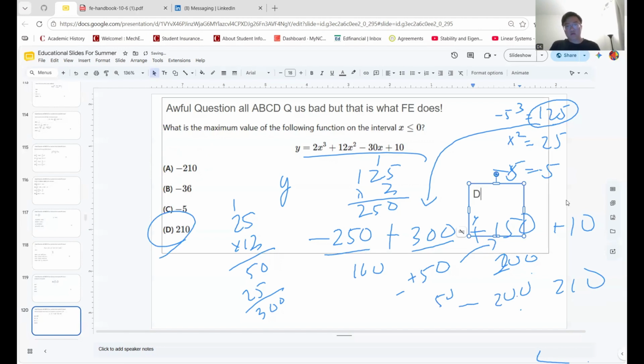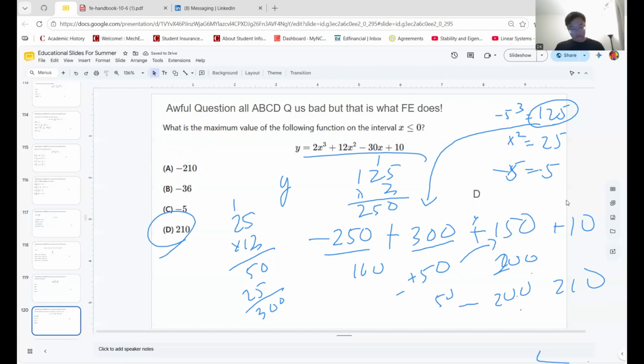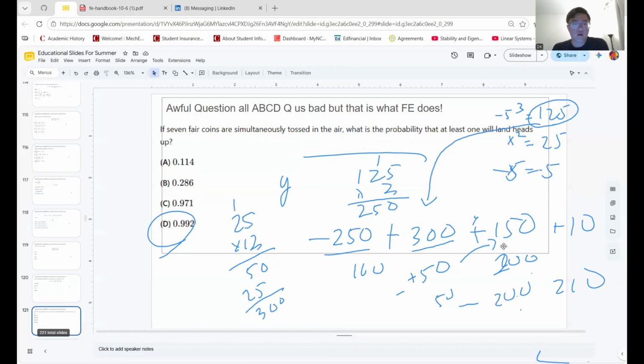D is the right answer. Thank God my brain hacked up. Now let's put it in the calculator and see what we get. My calculator is not giving it, oh, it's 25 over here. I forgot the 25. 25 plus 30 multiplied by 5 plus 10 equals 210. All right. Okay. Thank God.